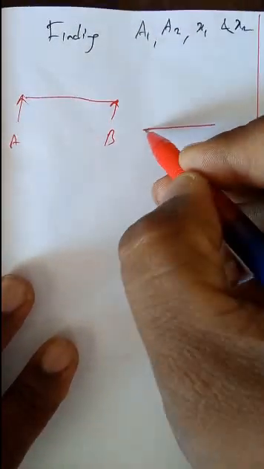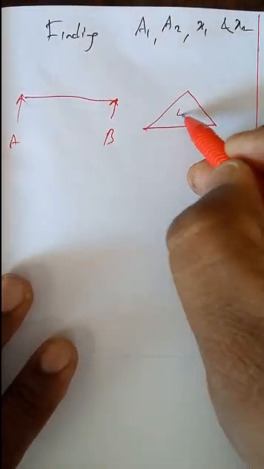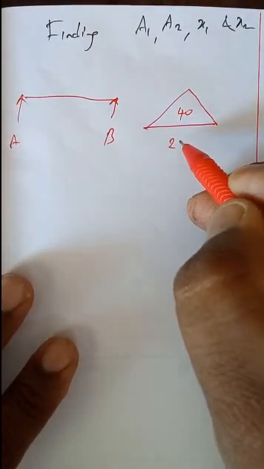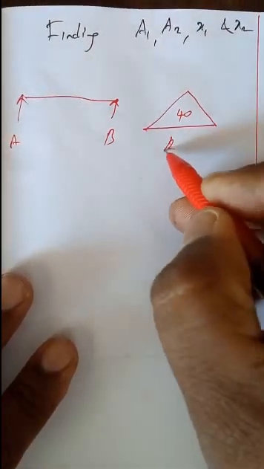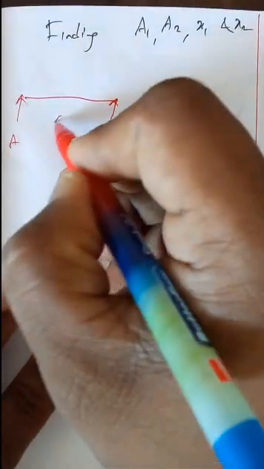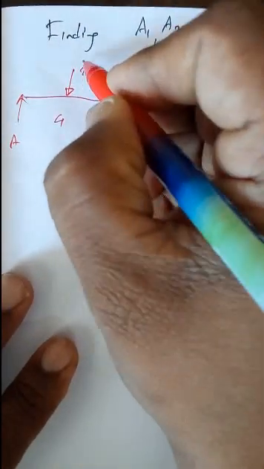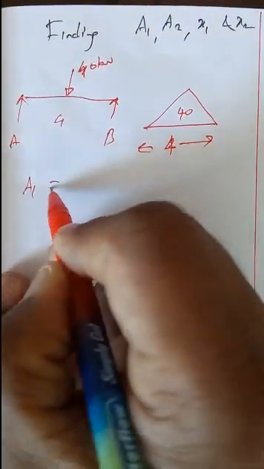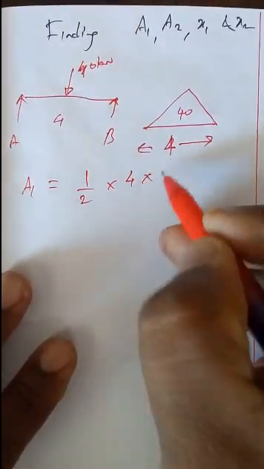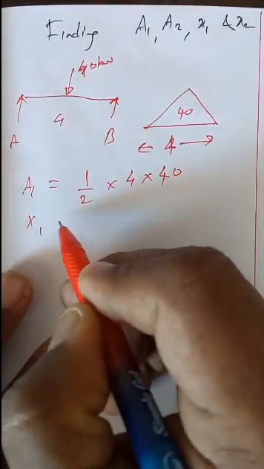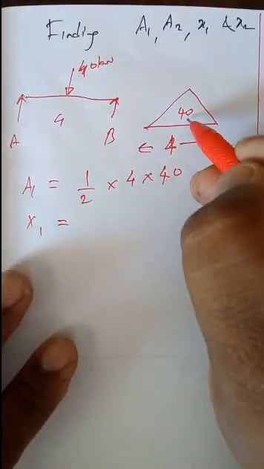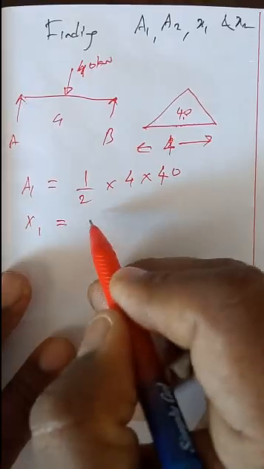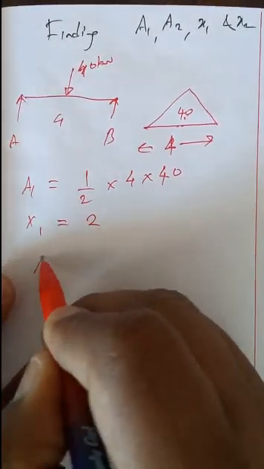Now, for the span AB, the bending moment diagram is a triangle, and you know this is 40 and the base is 4 meters. Here you have a load of 40 kilonewton. So this is A1. A1 equals half into 4 into 40, and X1, the centroid is located at this point. From here to here, the centroidal distance is 2.